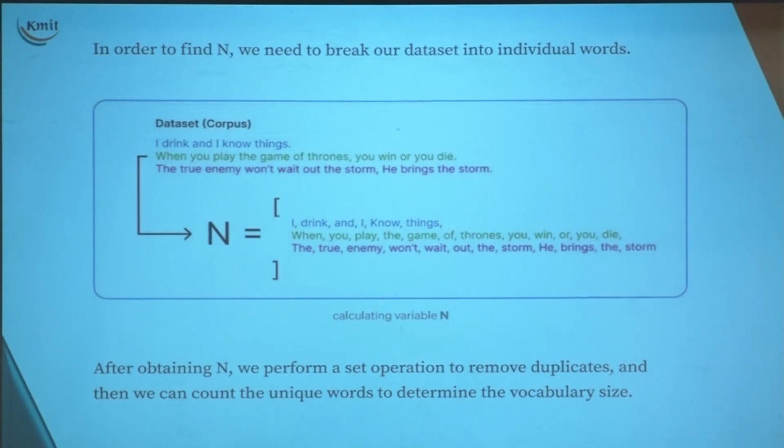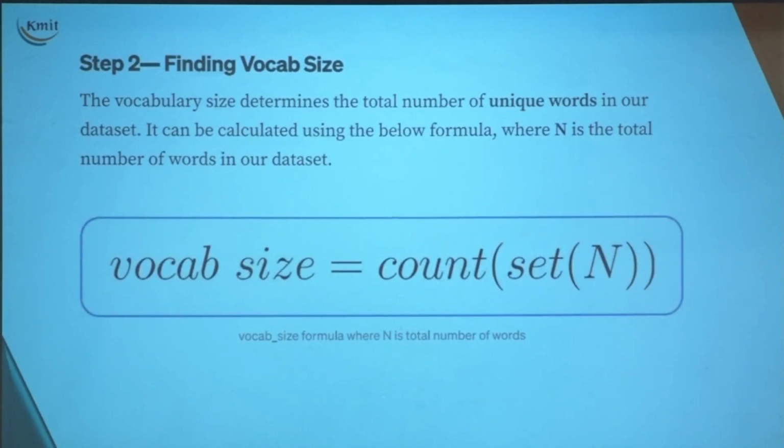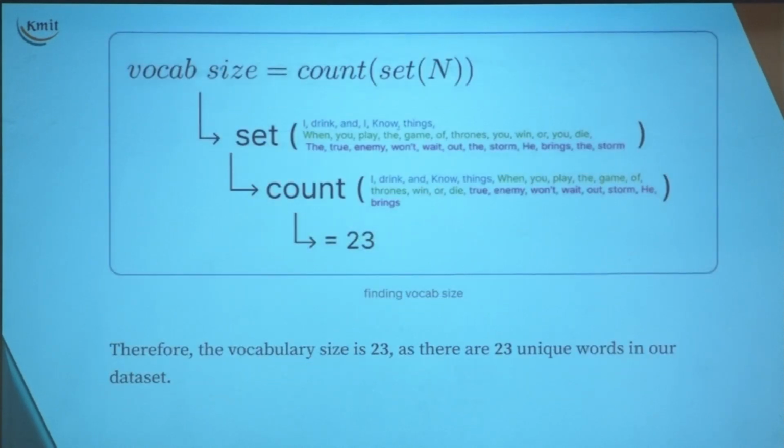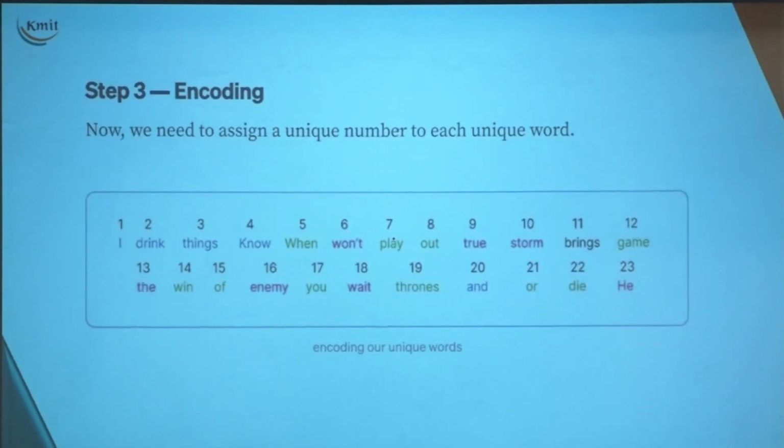So how do I generate those unique words? I generate the unique words by taking the count of the set of n. So how many unique words are generated in the sequence? 23. So what am I doing now? For all those 23 unique words, I am giving the numbers. This is called what? I am not giving position encoding. I am just giving the encodings. Encodings are assigning random numbers in sequence to all the words.